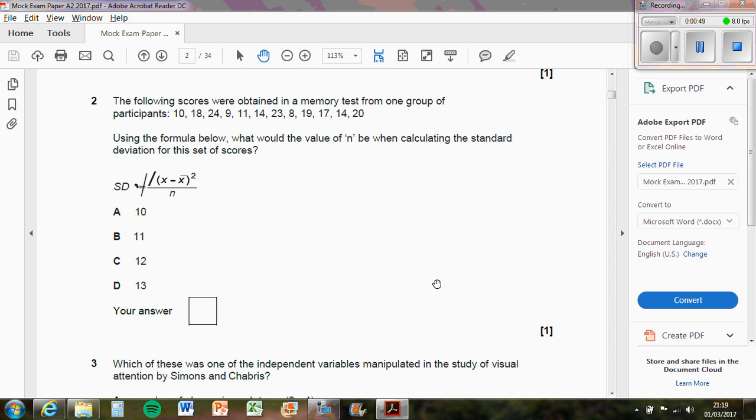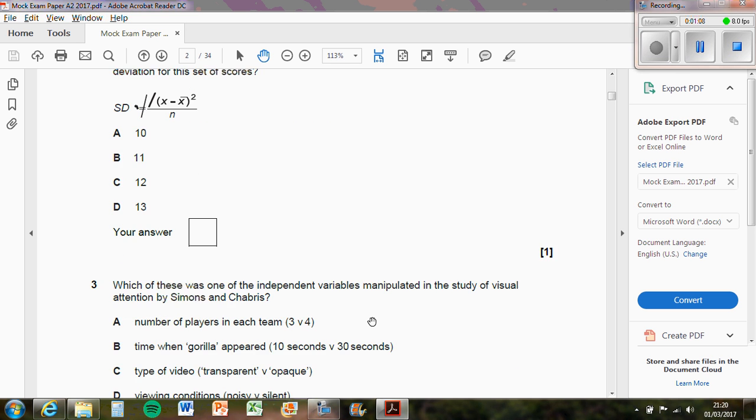For the second question, there's a bit of a mistake on the paper. This here should be a square root sign. That's just a little bit of a mistake, but it doesn't affect the question because the question says, what does n mean? What the number should be for n. Now, n is the number of participants. So in here we've got 12 sets of scores. So the correct answer is C.